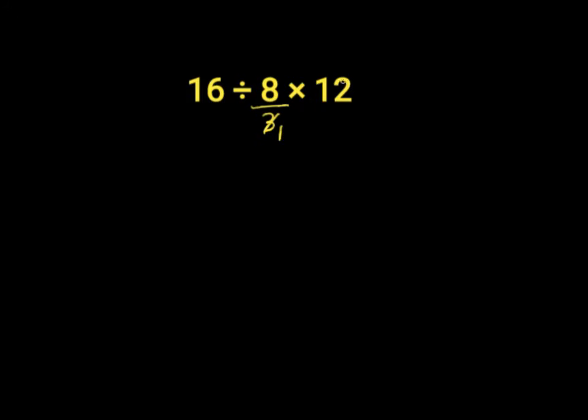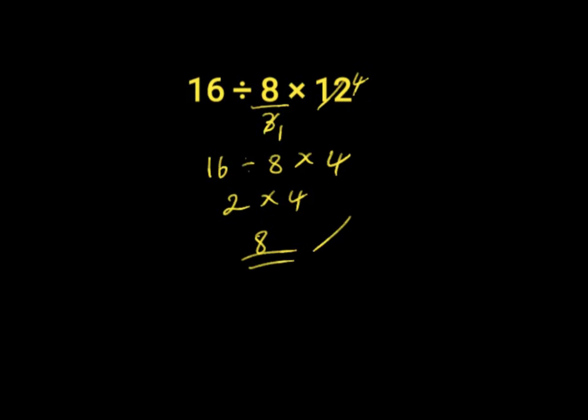3 into here 1, 3 into here 4. Then we are left with 16 divided by 8 times 4. 16 divided by 8 will give us 2. Then we have 2 times 4. 2 times 4 is equals to 8.